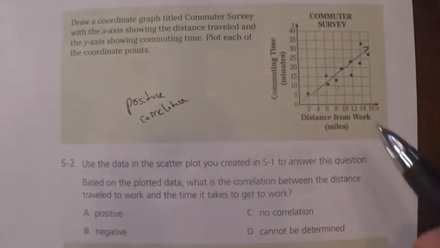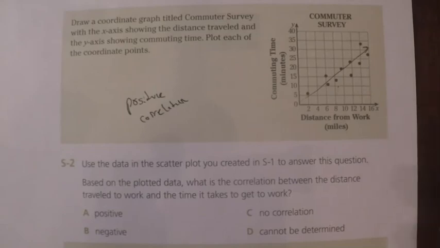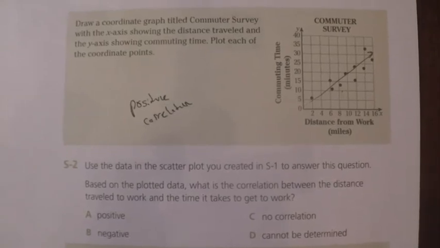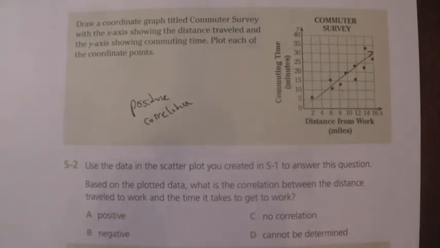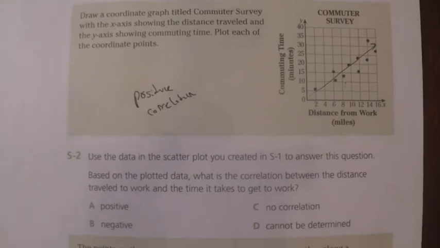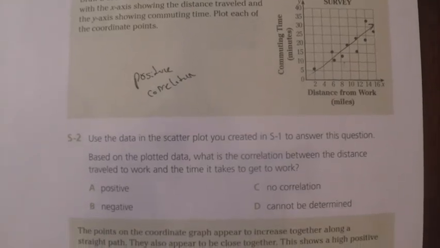And it looks pretty high. It looks like a high correlation, but to calculate a high correlation, we would want to use our calculator to find an exact correlation coefficient. So here, question 2 says, using the scatter plot based on the data plot, what is the correlation between the distance traveled to work and the time it takes to get to work?